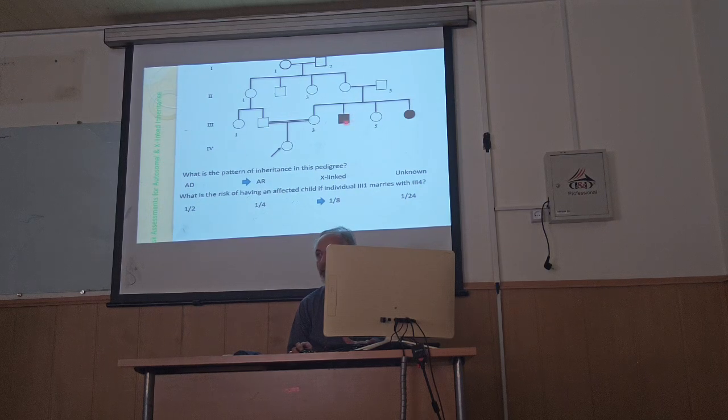Why? Because of the 100% this individual to be a carrier, right? 50% this individual to be a carrier, 25% this individual to be a carrier, right? And this 25% multiplied by half. Again, 50%, 50%, right? 1 out of 4 multiplied by 1 out of 2. Because 1 out of 8.